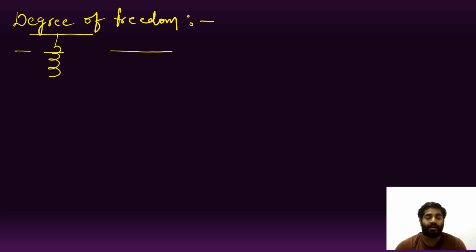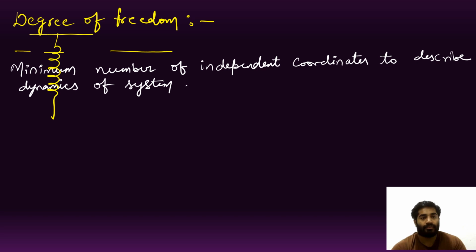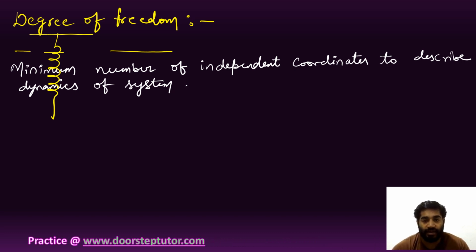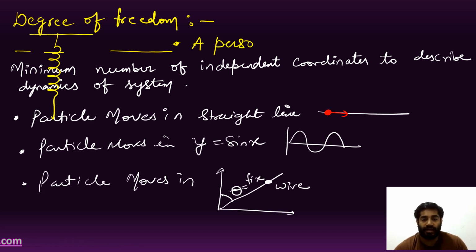Coordinates are interrelated to each other. So we must see what degree of freedom is. It is actually the minimum number of independent coordinates to describe the dynamics of a system. Clear? We will see many examples to clear this concept. So examples are like this.